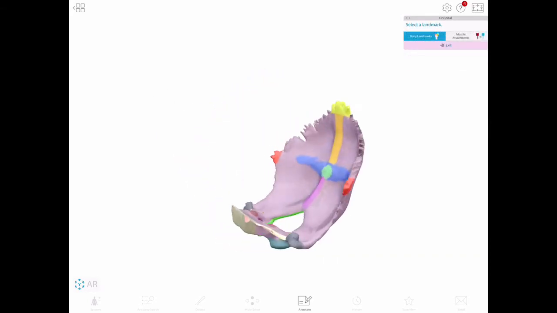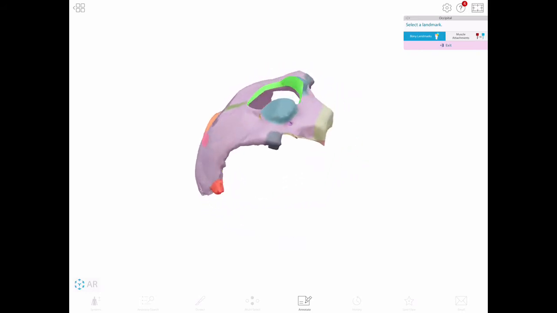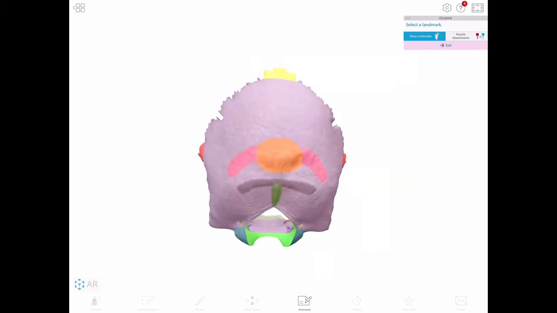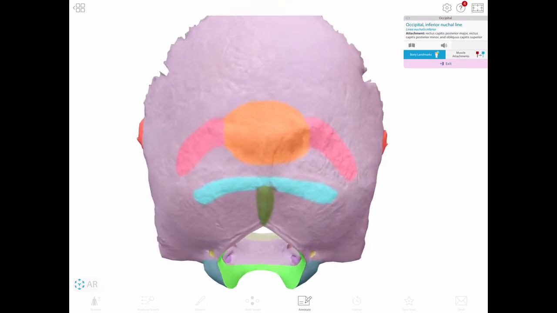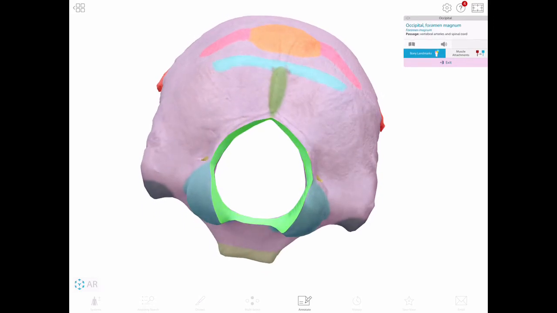Welcome to the occipital bone. Here we have the external occipital protuberance of occiput. Then you have the nuchal line of occiput, and then the hole is the foramen magnum of occipital bone.